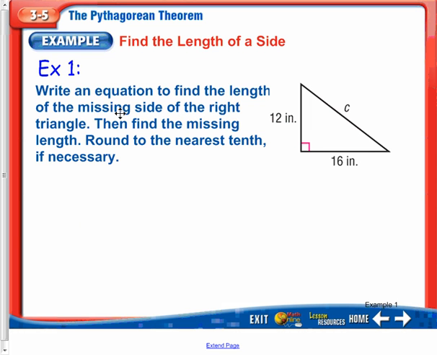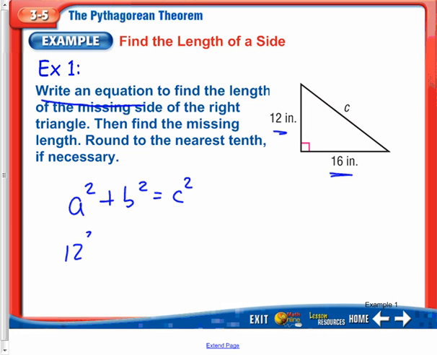It says write an equation to find the length of the missing side of the right triangle. Then find the missing length. Round to the nearest tenth if necessary. Because we're taking the square root of numbers, we may not always end up with perfect squares. So we're going to have a squared plus b squared equals c squared. I would expect you to show this in your homework when you're starting out, because it says write an equation. So this is our equation right here. It doesn't matter which number you choose for a and b, just go ahead and plug them in.